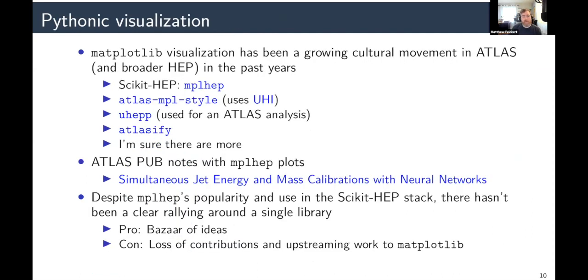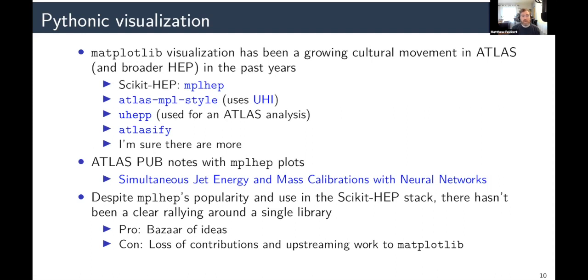Okay, on slide 10, moving further up the stack in terms of Pythonic visualization. There's been a growing social trend in ATLAS, and I think probably much more broadly in HEP in the past few years, that PhD students are really interested in trying to use matplotlib to perform visualizations. And so it's a natural result of that that we've seen an explosion of different visualization frameworks or libraries that try to make that easier and get their particular style.